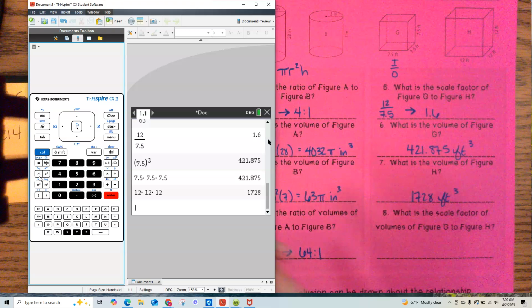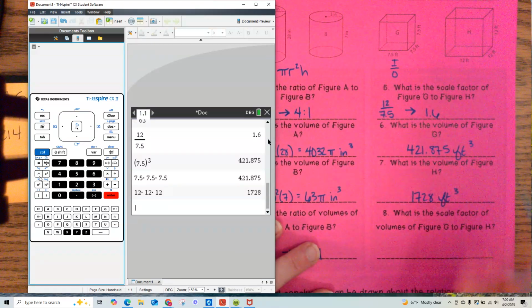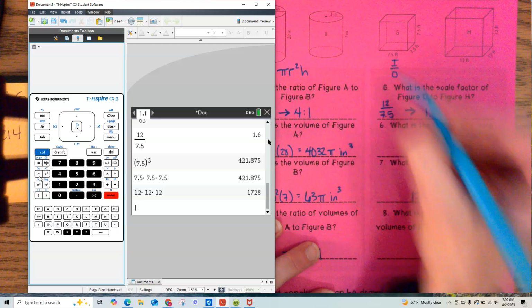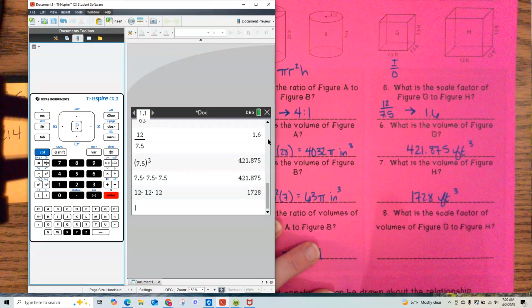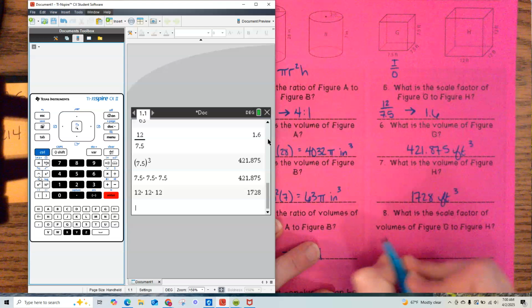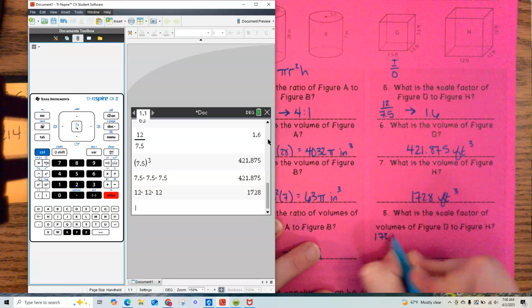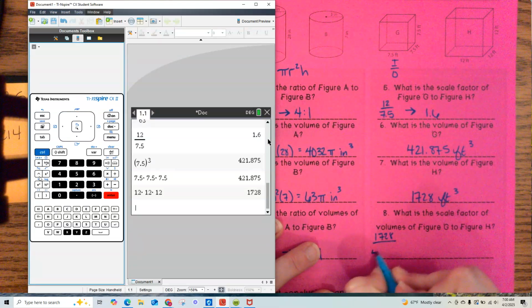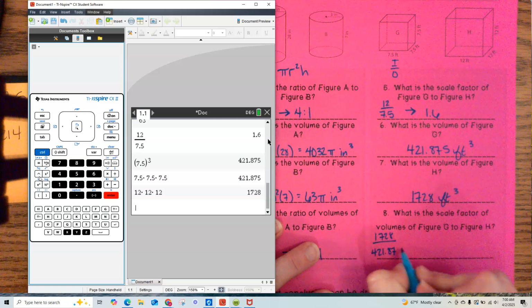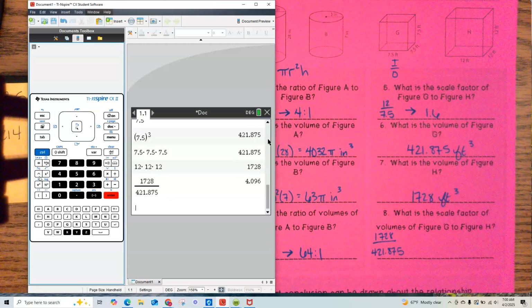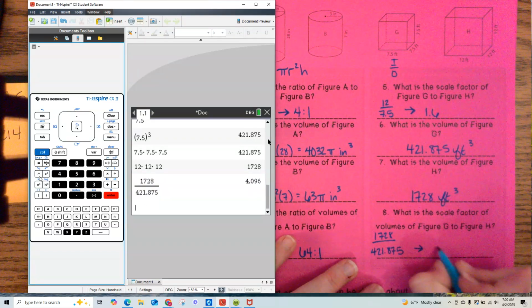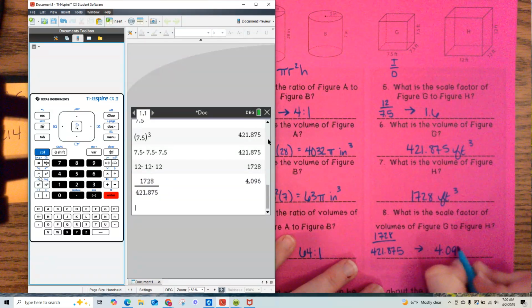And then it says, what's the scale factor from G to H? So again, image over original. Image is always the second one. So from G to H, image is always going to be H. So I would take H and write it over G. And I get 4.096.